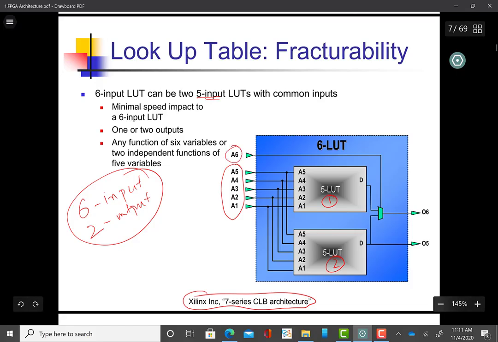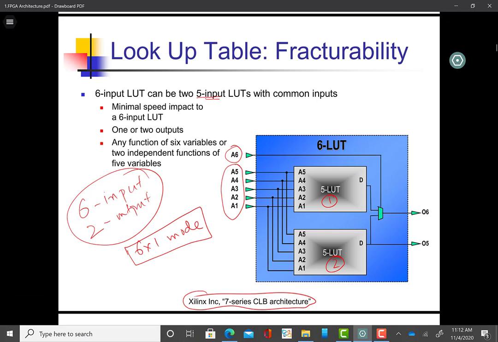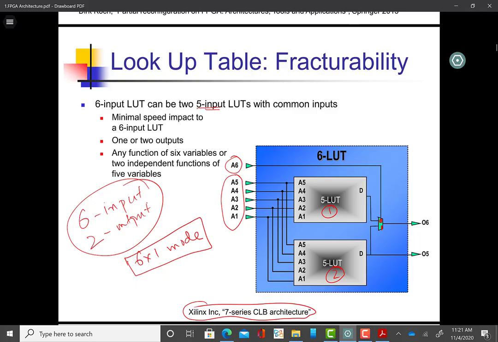And the 6th input is doing something interesting. It is connected to the select line of a 2x1 mux. If you want to use it in 6x1 mode, which means that you implement all the 6 variables for a single function, then, for example, if this is 0 and this is 1, in 6x1 mode A6 is variable and in user control.